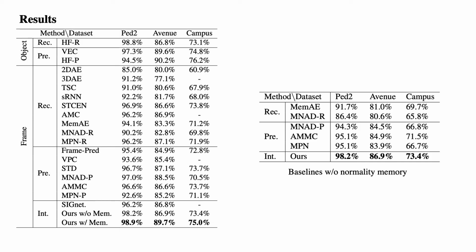This is the comparison with SOTA methods on the UCSD Ped2, CUHK Avenue and ShanghaiTech Campus datasets in terms of area under the receiver operating characteristic curve. We also report the comparison of methods without the memory mechanism as a baseline to demonstrate the advantages of bidirectional frame interpolation.